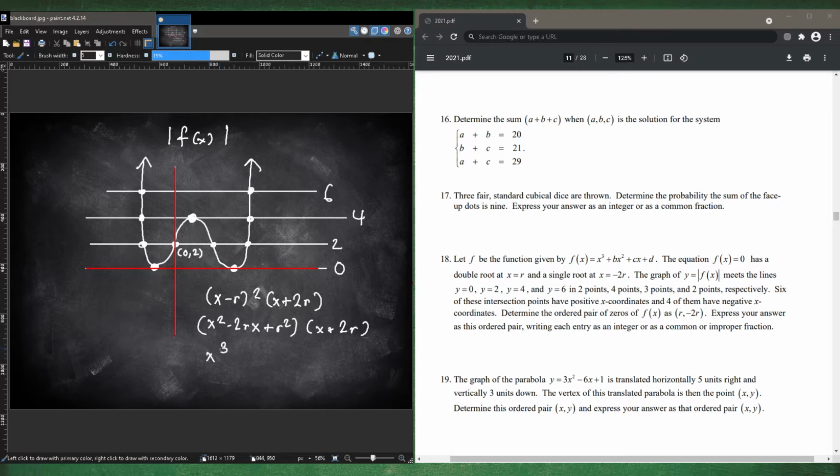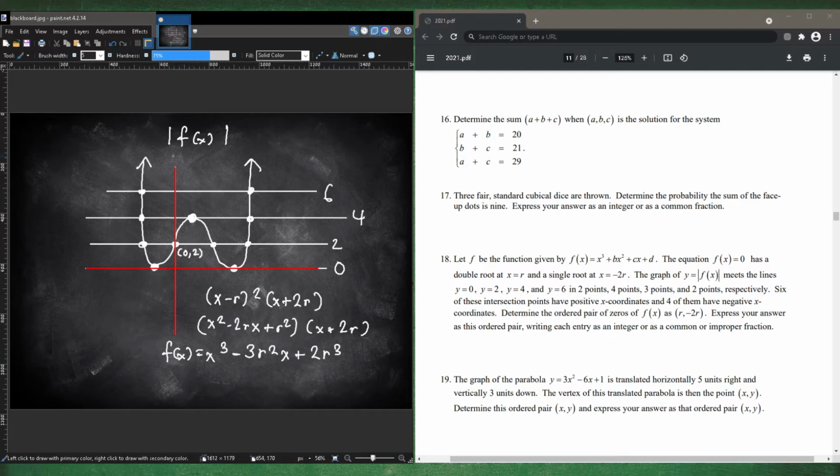So that's x cubed, plus 2rx squared, minus 2rx squared, so those cancel each other out. Negative 4r squared x plus r squared x, so then that's negative 3r squared x. And then r squared times 2r equals 2r cubed. So this is our f of x equation.